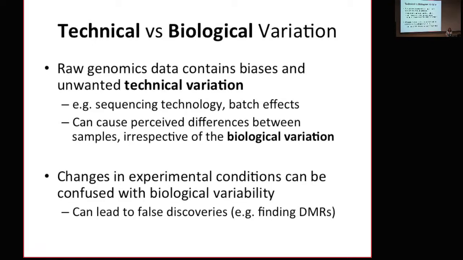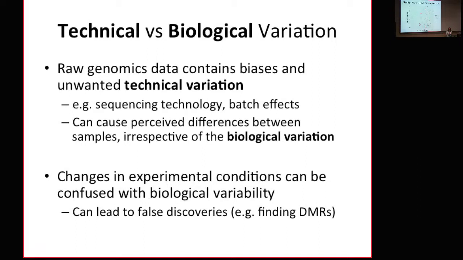And then these differences are often due to experimental conditions that are hard or impossible to control for unless you're very careful in setting up your statistics or your experiments. And confusing them with biological variability can lead to false discoveries. So finding CpGs that are differentially methylated, that's an example of a false discovery in downstream analysis.